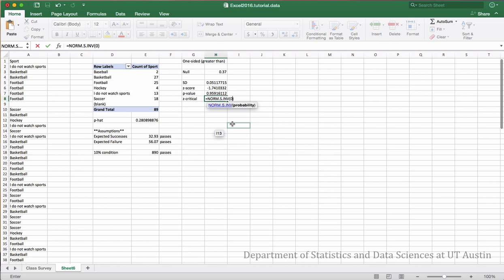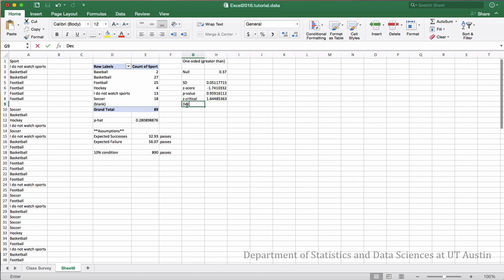So I'm going to say 0.95. The reason? Because our alternative was greater than. And we get a z-critical of 1.64. Notice our z-score of negative 1.74 did not exceed a z-critical of positive 1.64. Also, our p-value of 0.96 is much larger than our significance level of 0.05.